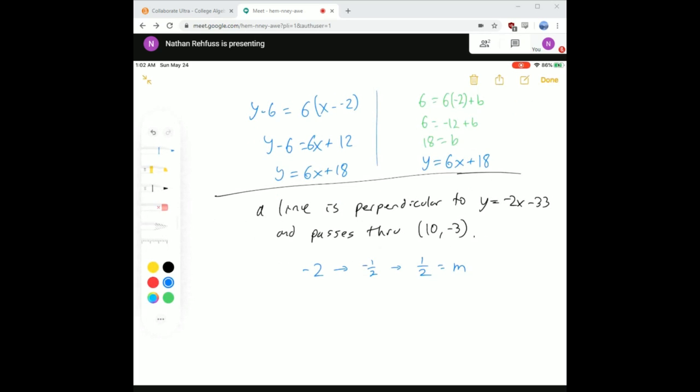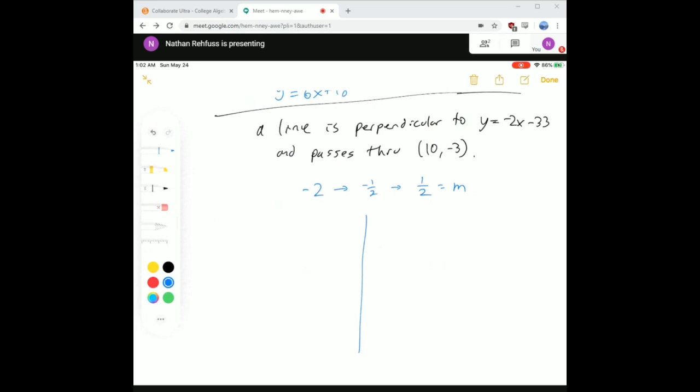So now you can use either equation. Let me try point slope. I can write y minus -3 equals 1/2 of x minus 10. Distribute the 1/2: y plus 3, because that's minus -3, equals 1/2 x minus 5. And subtract the 3 from both sides. Y equals half of an x minus 8. Let me try it the other way.